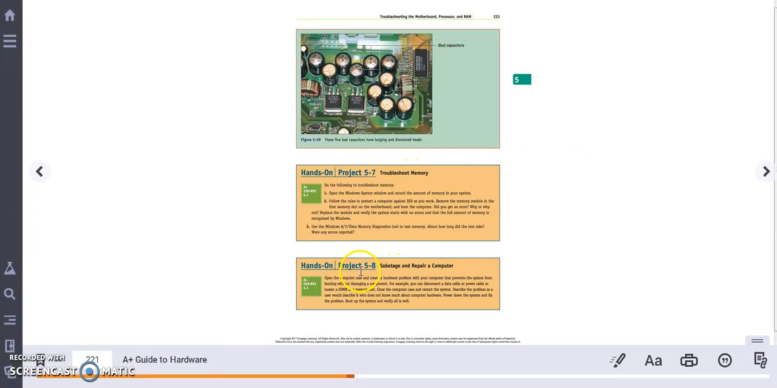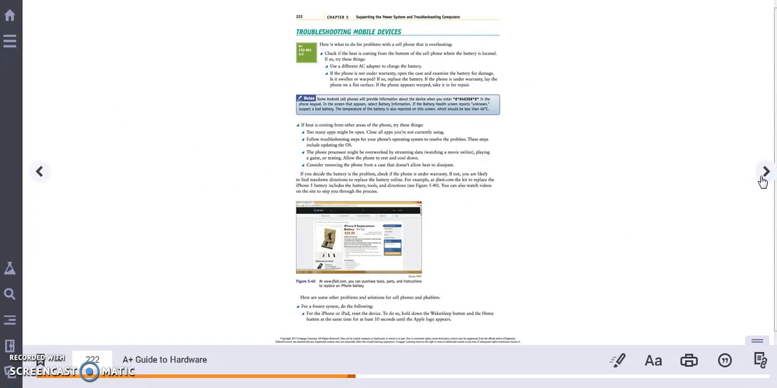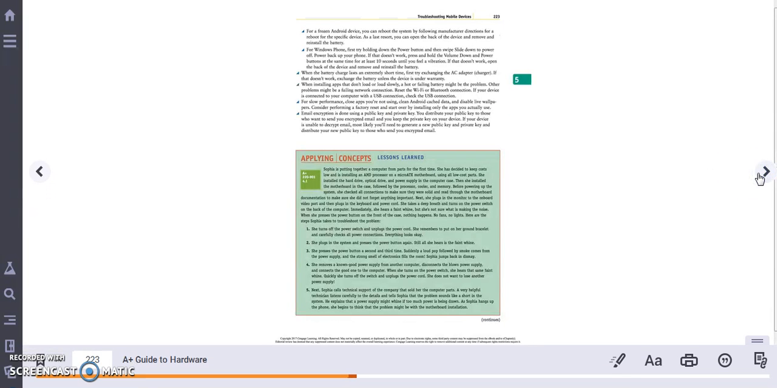Troubleshooting memory, and then it talks about sabotage and repair of a computer. Be careful with these. Again, if you don't know what you're doing, or you don't have access to a computer other than your own personal one, I wouldn't recommend doing it. Troubleshooting mobile devices. Sometimes this is very, very difficult. If it's under warranty, send it for warranty repair. Here's lessons learned.